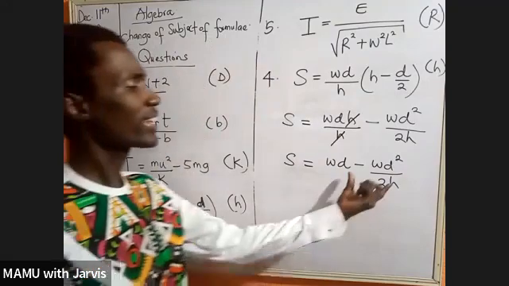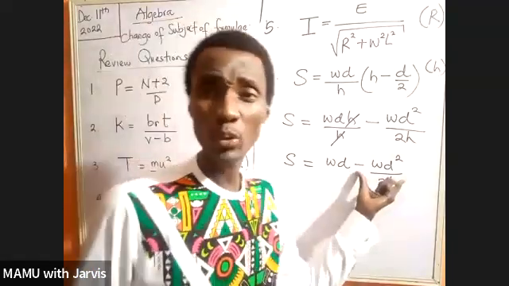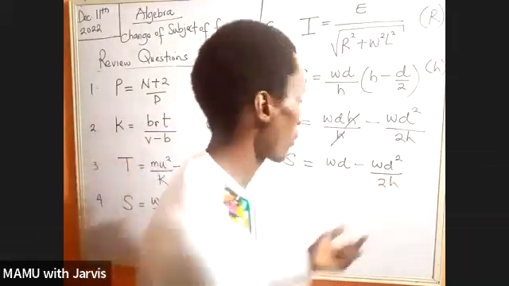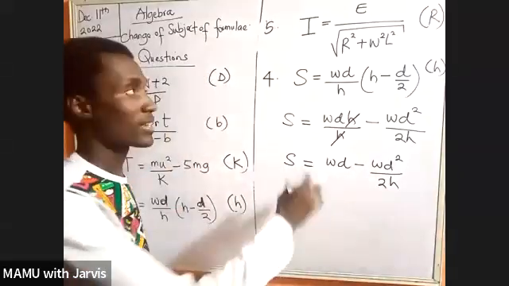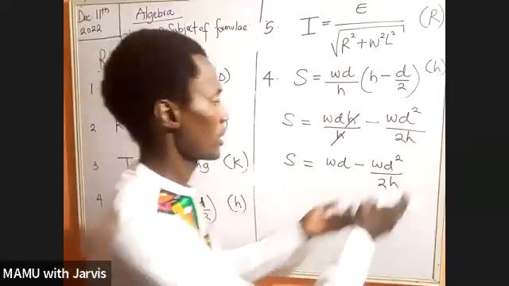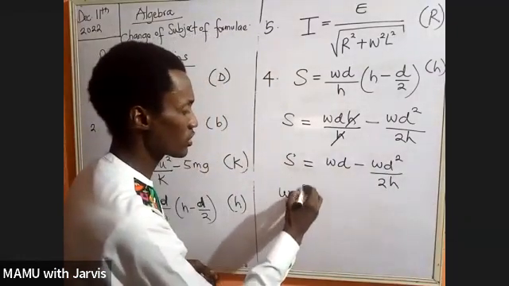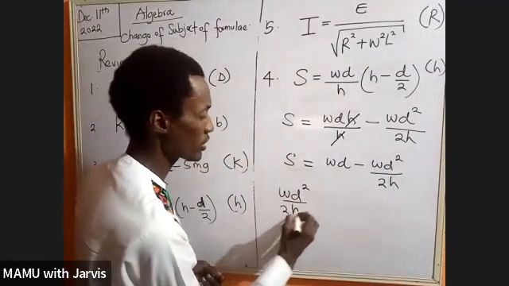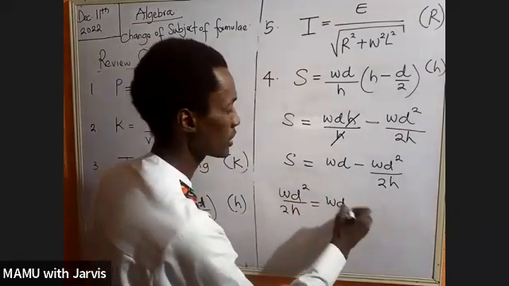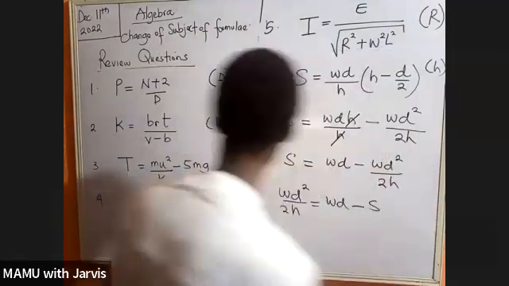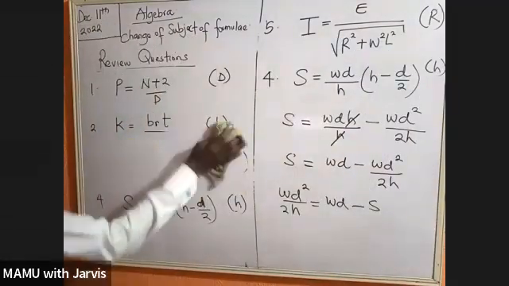Now, this is negative. Remember, our golden rule is that the coefficient of the unknown must be positive. So I will move this, using the concept of trading places now. This will come here and this will go here. So I'm going to have WD squared over 2H being equal to WD minus S.